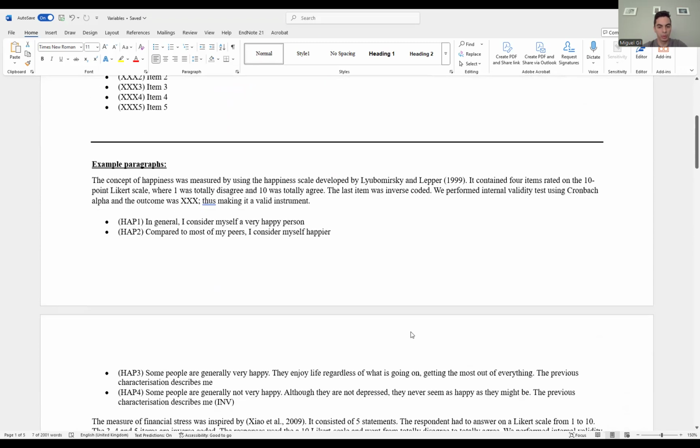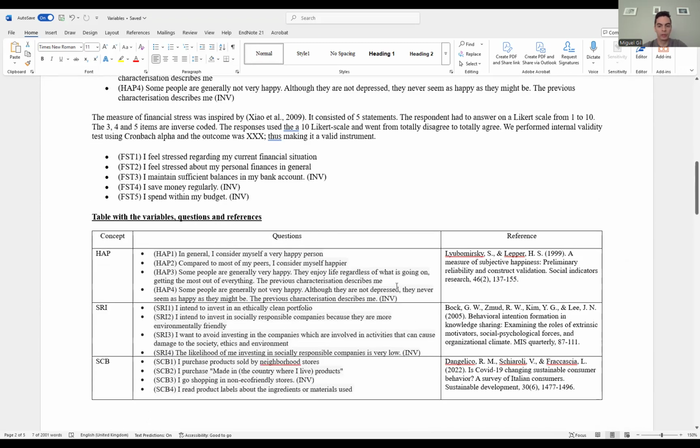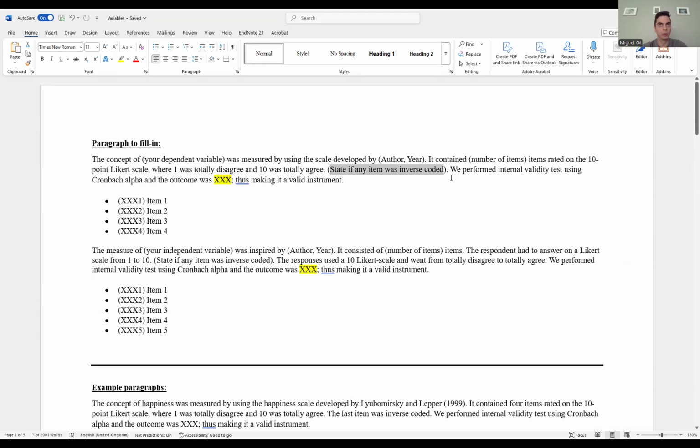That could be a bit confusing, but I think now after the explanation, it is clear. Just double check in the table if any of the questions have this INB, because that means those are inverse coded. And we will have to be careful with this when we do the analysis in the next lab, in lab 2. And then this part, we perform internal validity test using Cronbach alpha and the outcome was XXX, thus making it a valid instrument. Leave it like that. Do not change the XXX because we don't have the results yet. We need to get the responses, and then in the next lab, we will do the test and then you will update this, okay? So wait.